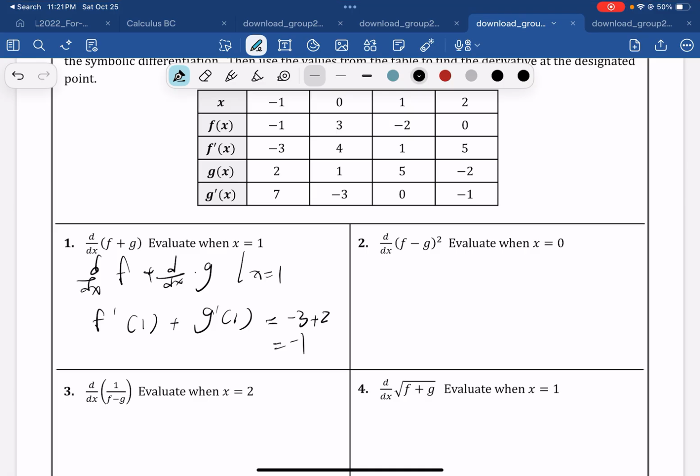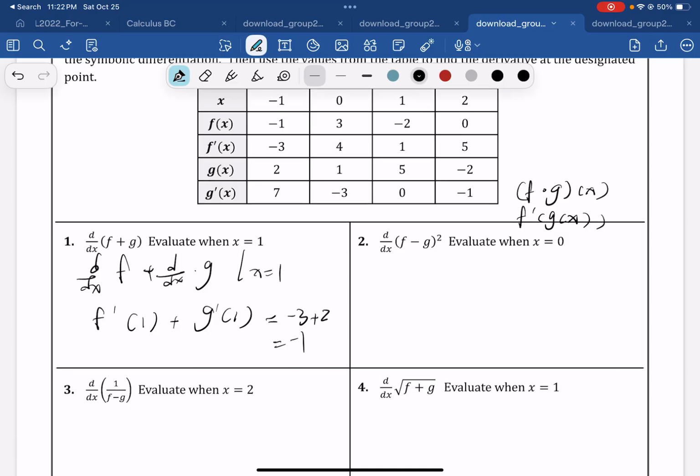So for the next one, we're going to use a chain rule here. So the chain rule basically, if we have to evaluate the value of f, so g is embedded in f of x. The chain rule will be f prime of g of x times g prime of x.